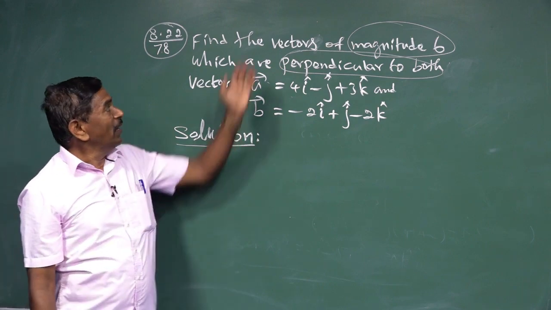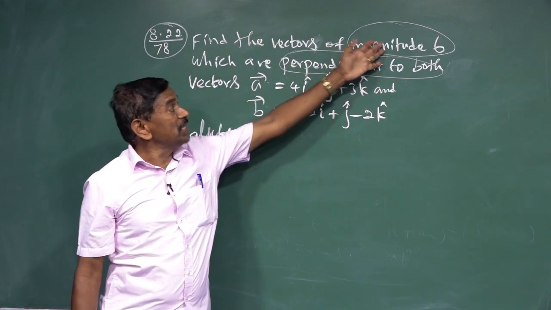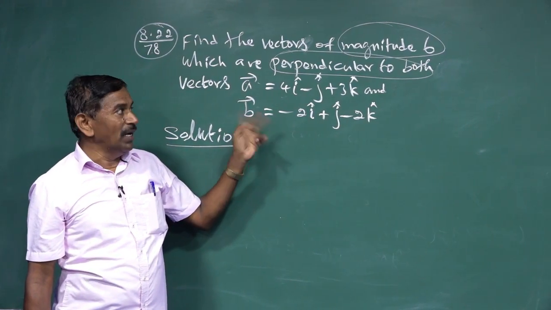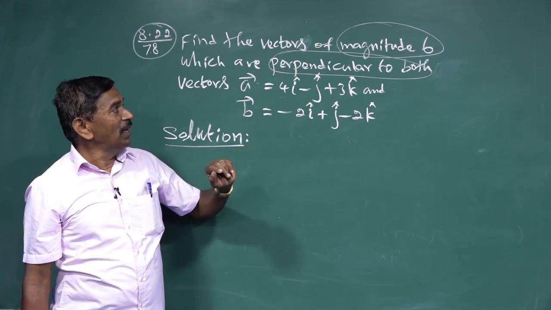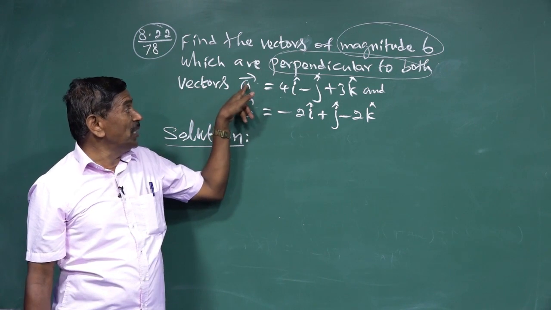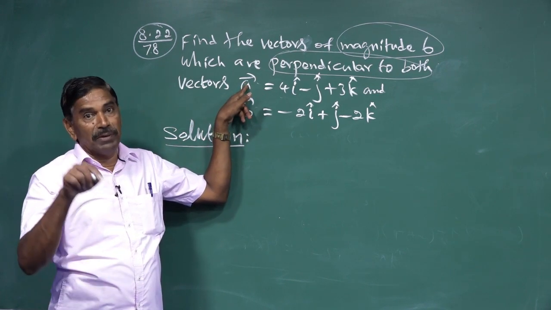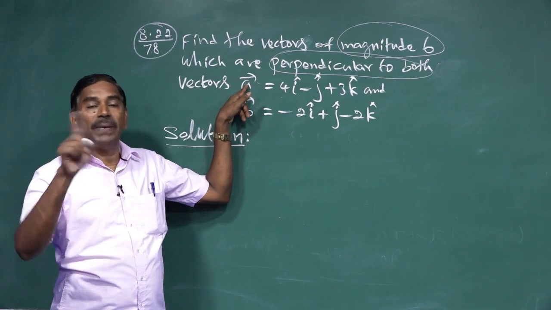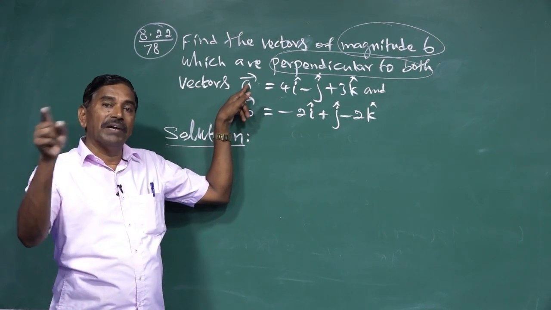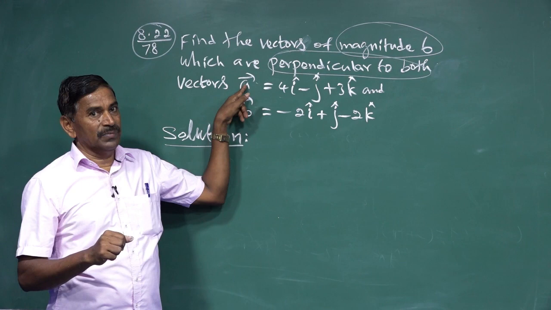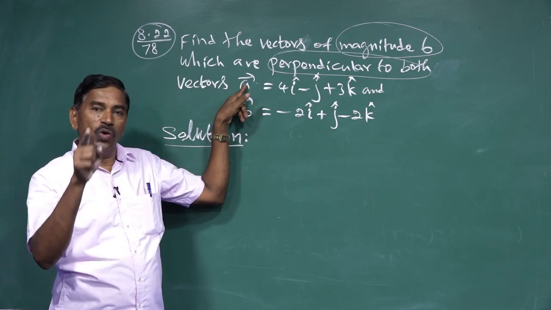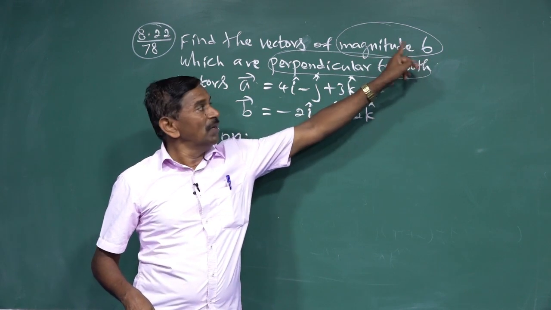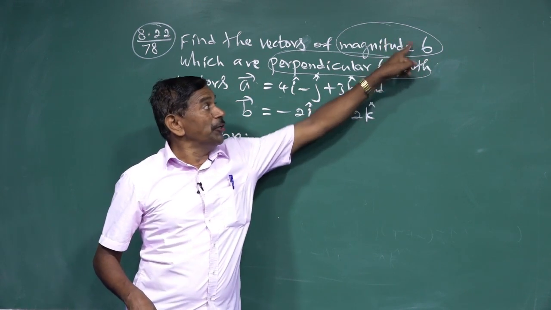Listen to the keyword again. Find the vectors of magnitude 6 which are perpendicular to both vector A and vector B. Okay, listen, we know that the perpendicular unit vector to both A vector and B vector is given by plus or minus n cap equal to plus or minus A cross B divided by modulus A cross B, where unit vectors have coefficient 1.